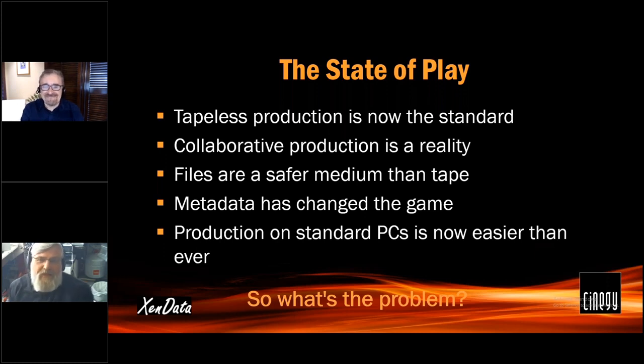Also, metadata has considerably changed the game. In the olden days, in tape-based productions, your metadata was written on the label of the tape or on the box. So whatever space was available was what you had. Now you can attach all relevant information to your essence and use that to find it, sort it, organize it, and so it makes production a lot more straightforward than it used to be. And finally, standard PCs are now performing at a level that means standard production on standard PCs is easier than it ever was. So when all of these things are looked at together, what's the problem?